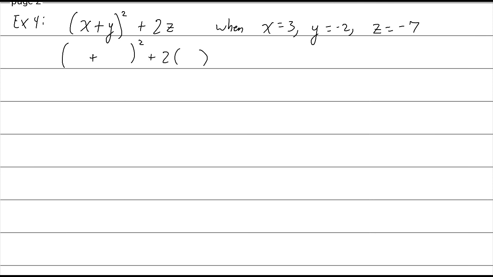Leave myself some spaces here. We're going to use red for x, so that's a 3. I'm going to use blue for y. That's going to be a negative 2. And for z, let's use green. Negative 7.